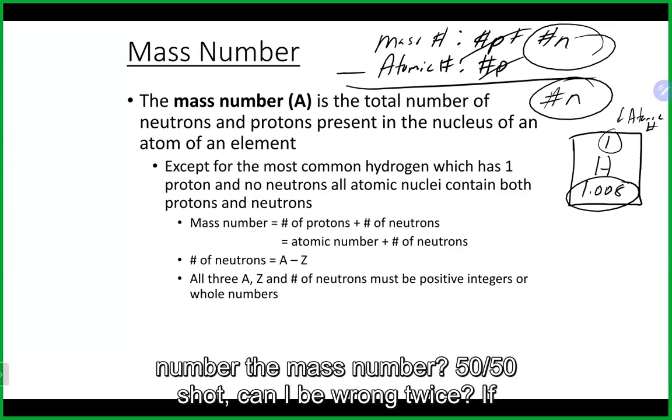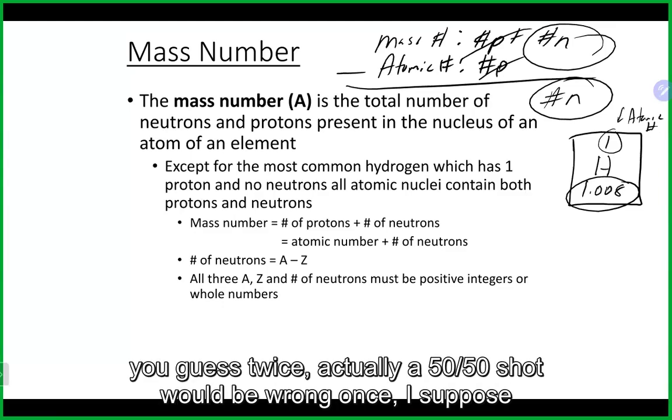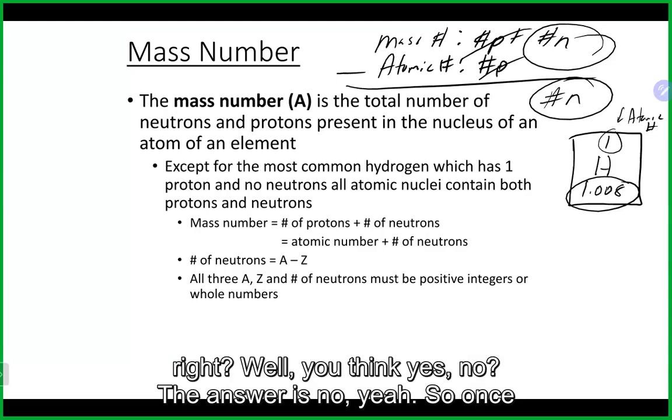50-50 shot. Going to be wrong twice if you guess twice. Actually, a 50-50 shot, you can't be wrong once, I suppose, right? What do you think? Yes, no? The answer is no.